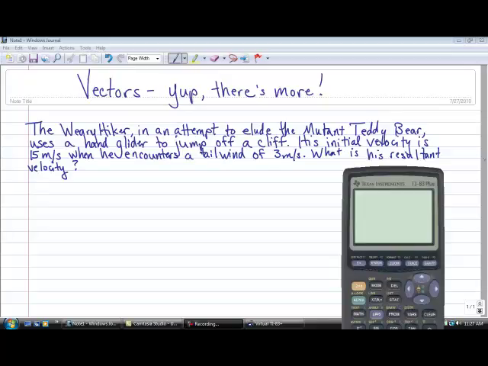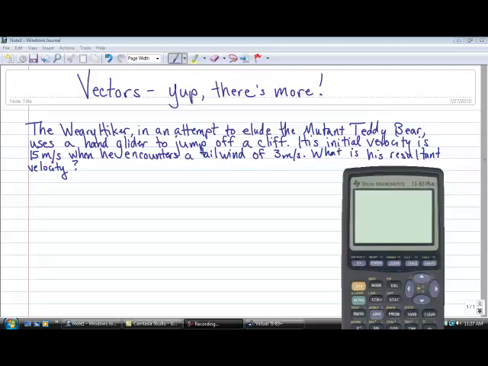Vectors. You guessed it, there's more. So what we're going to do is we've talked about how to solve a vector with angles, but let's go back and look at vectors that actually lie in a straight line. Now to do that, we're going to talk about the weary hiker and the mutant teddy bear.